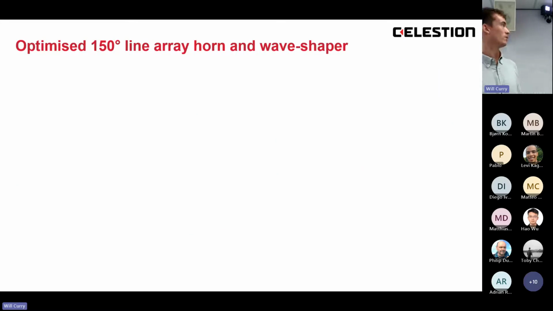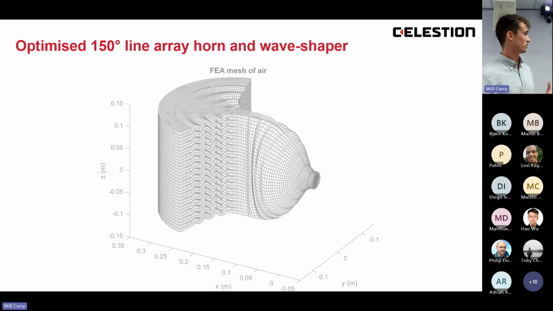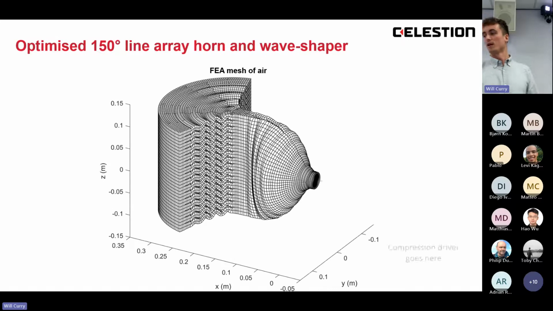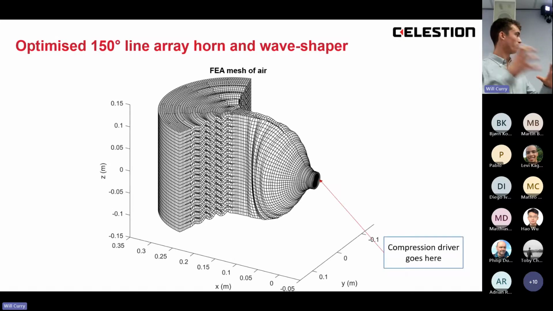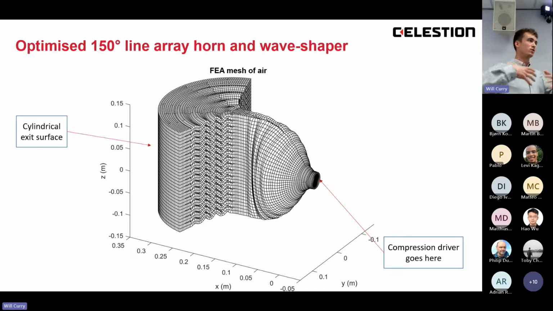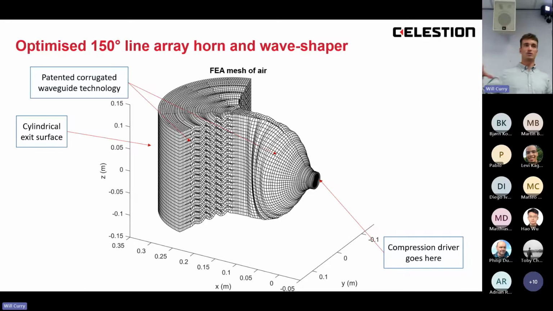Now I'm going to look at a real world device which has been designed using these optimization processes. This is an FEA mesh of the air. The compression driver would go on the back here, and then this here is the cylindrical surface where the sound is radiated from. Each part, the wave shaper bit at the beginning and then the horn section afterwards, were designed using the optimization process which I just spoke about. I think they were designed separately, and we used 8 iterations of the optimization process.